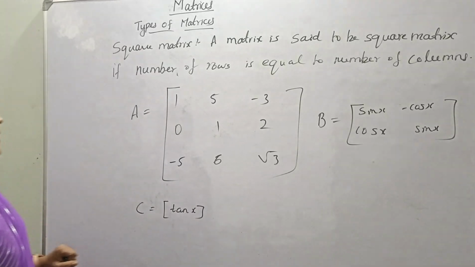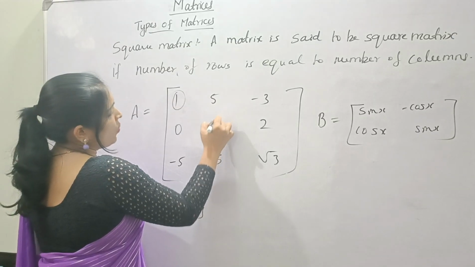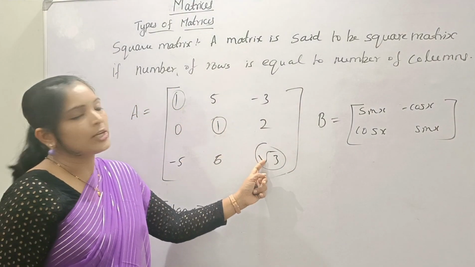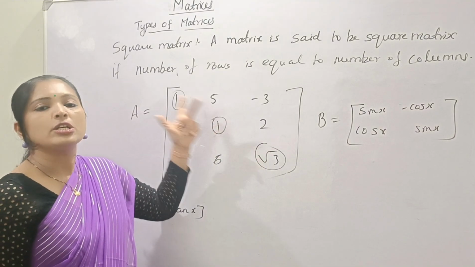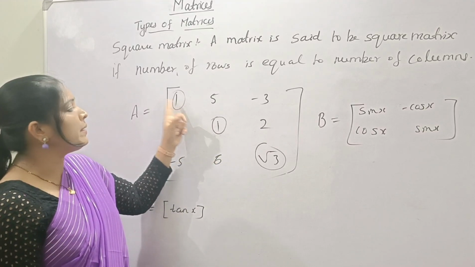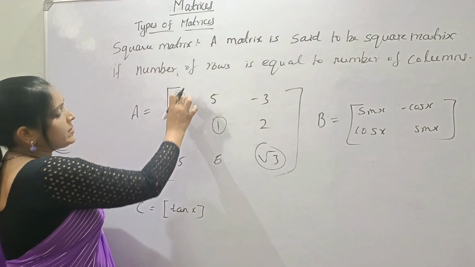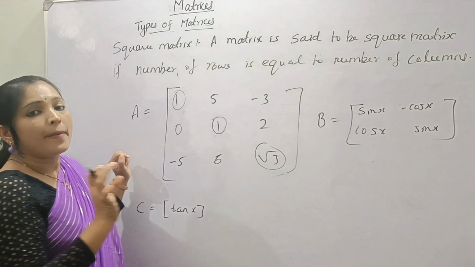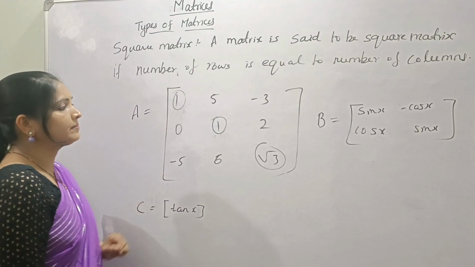Okay. And here these elements 1, 1, root 3. Okay. These elements are called diagonal elements. Diagonal elements of square matrix. Okay. Diagonal, main diagonal. It is the main diagonal of the matrix. See here 1, 1 and root 3 are main diagonal elements of the matrix A.